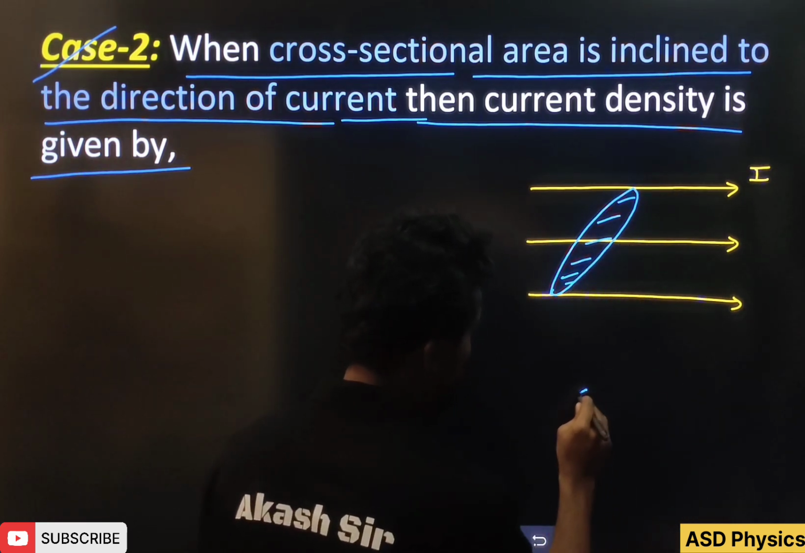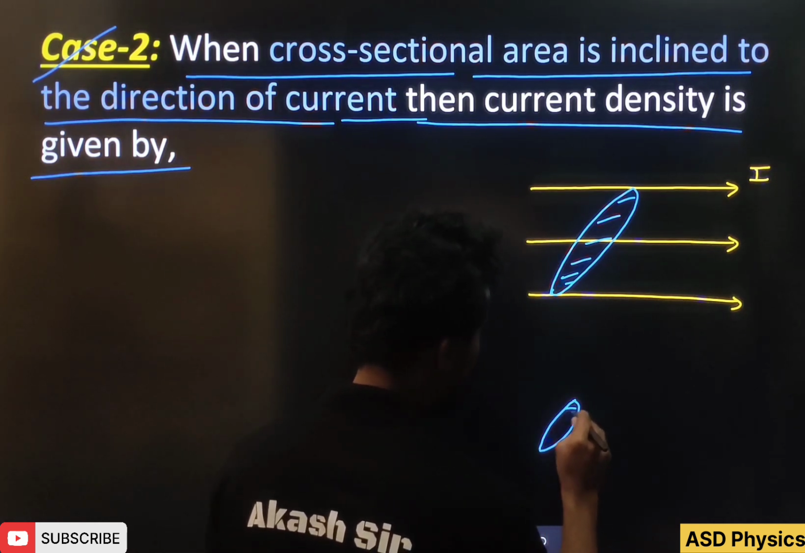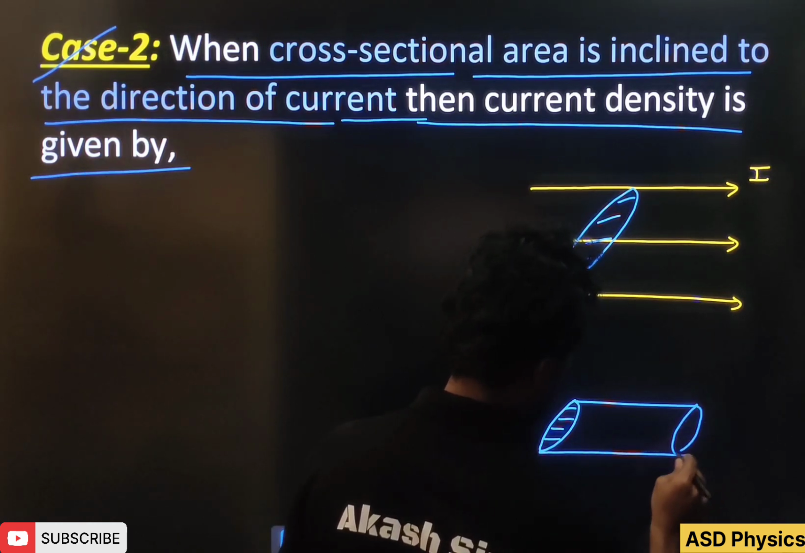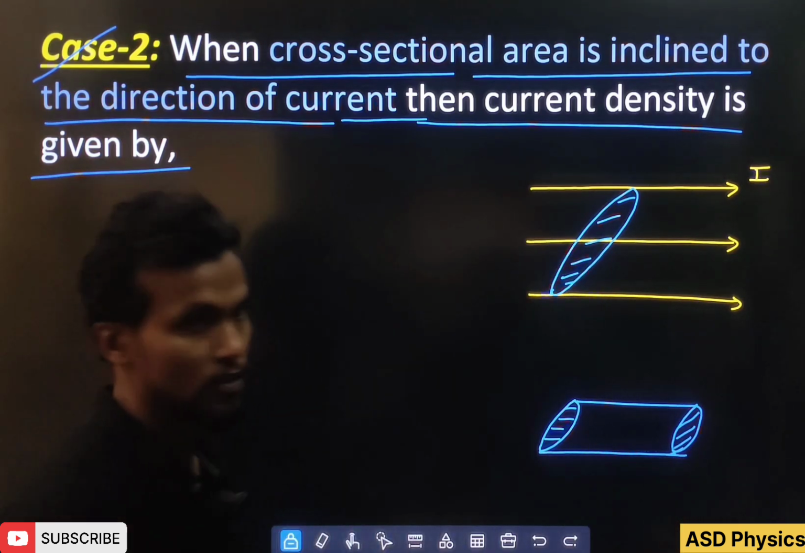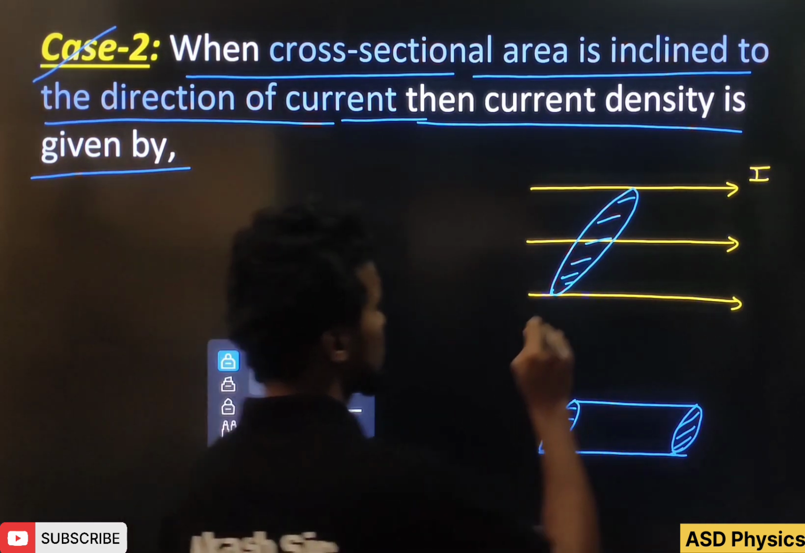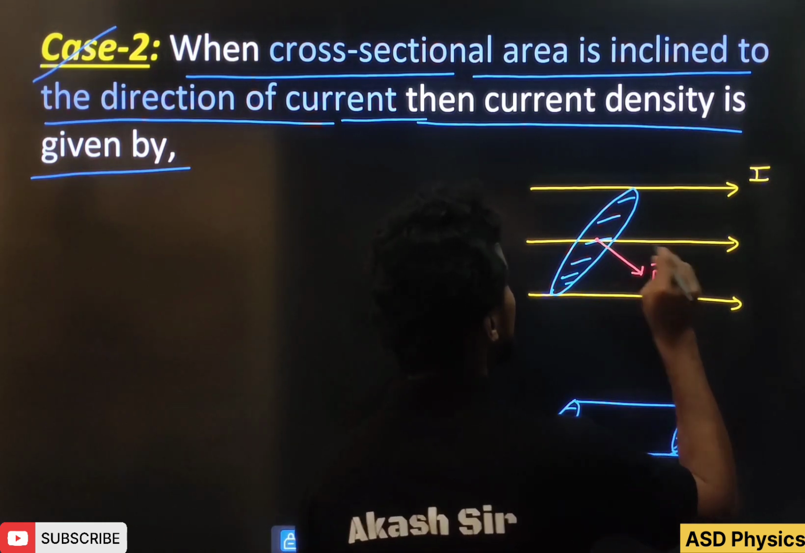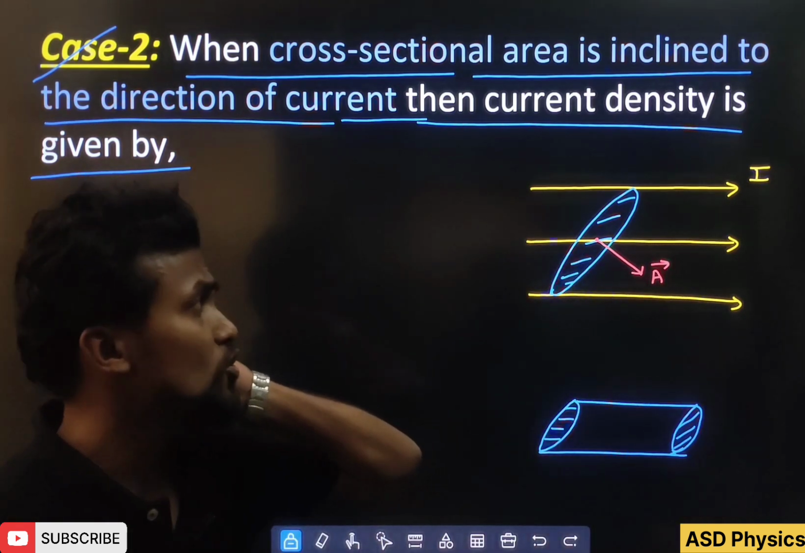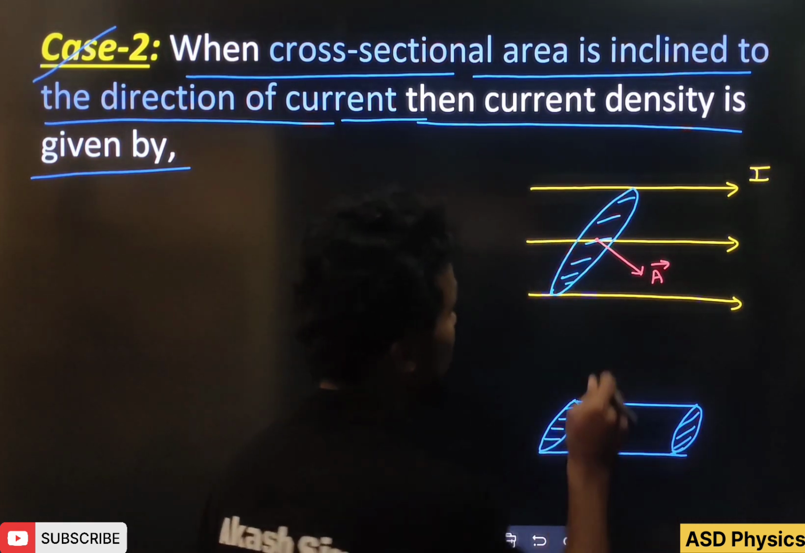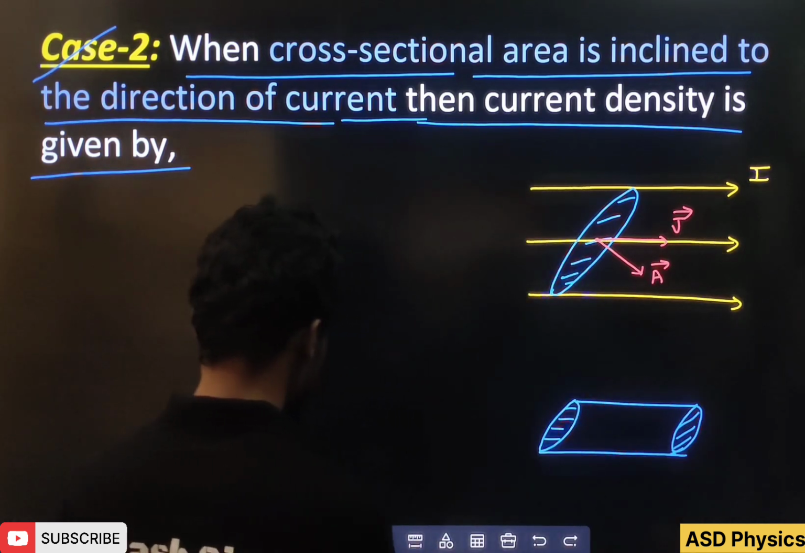Even if I draw the conductor, the conductor is something like this, this kind of conductor. Can you see it very well? In this situation the area vector is always perpendicular to the area. Anyhow we know very well the current density is along the direction of the current. So this is the direction of the current density J, and this is the area vector.